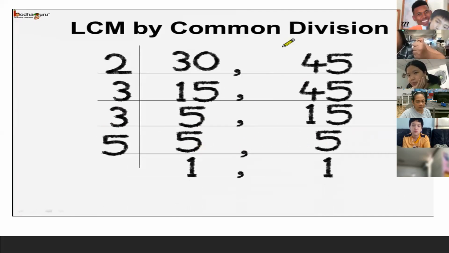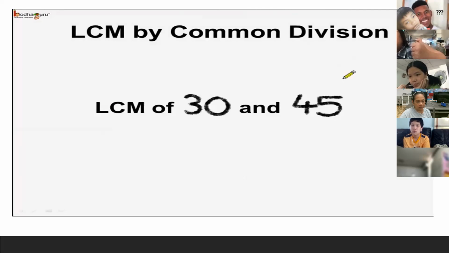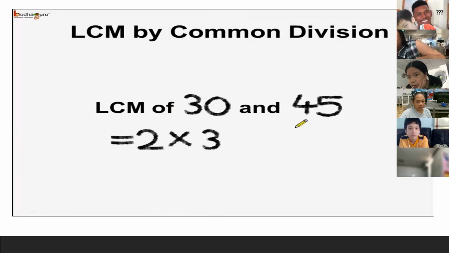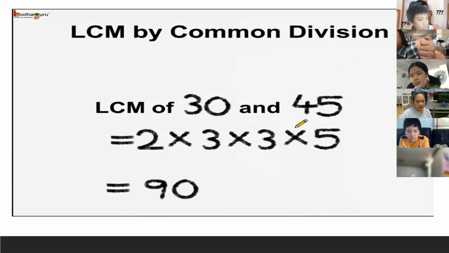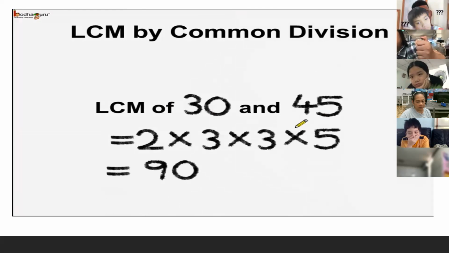So here we continued to divide until we get the quotient of all the numbers as 1. And if we see, all the divisors are prime numbers. So what is the LCM of 30 and 45? The LCM is equal to 2 multiplied by 3 multiplied by 3 multiplied by 5. So the LCM is equal to 90, and this we found out using the method of common division.